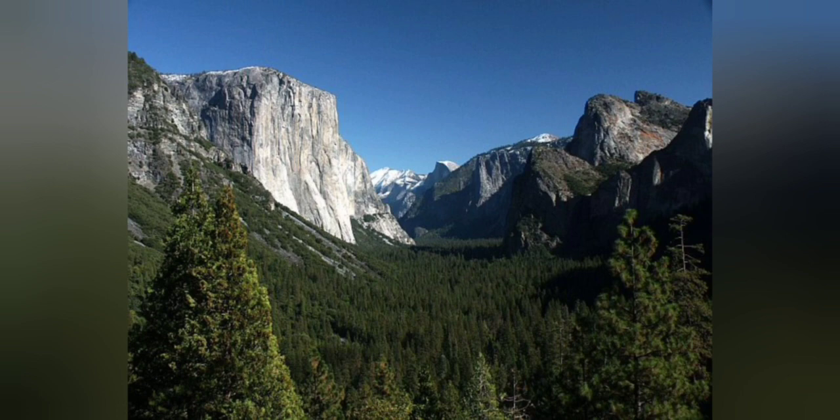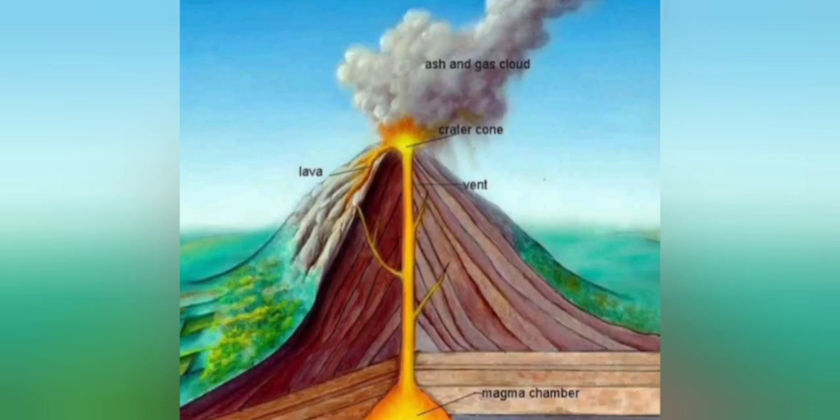Block mountains are created when large areas are broken and displaced vertically. Satpura and Vindhya, found in the central western part of India, are examples of block mountains. Next are volcanic mountains. They are formed due to volcanic activity. Now we can watch a video.